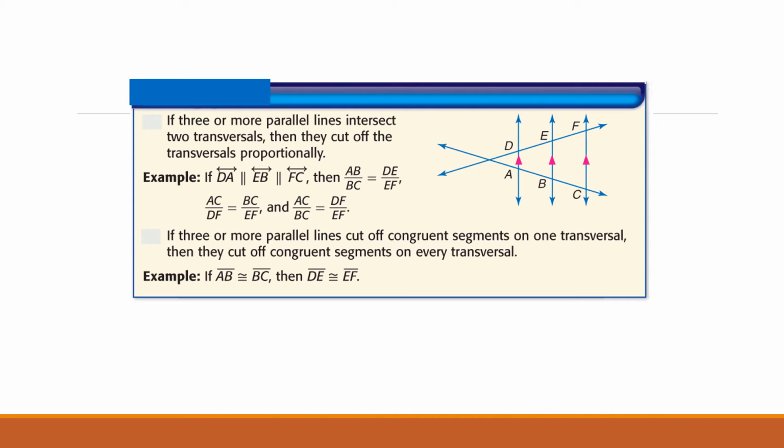Now, if three or more parallel lines cut off congruent segments on one transversal, then automatically the others are congruent as well. So in the picture's case, if AB is congruent to BC, then we know that DE is going to be congruent to EF. Now again, this only applies to parallel lines.